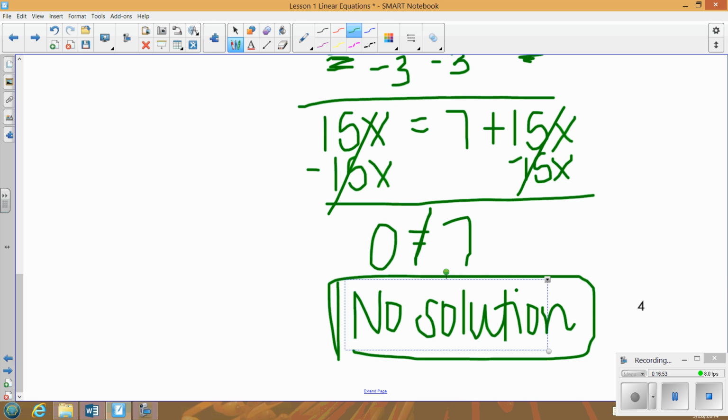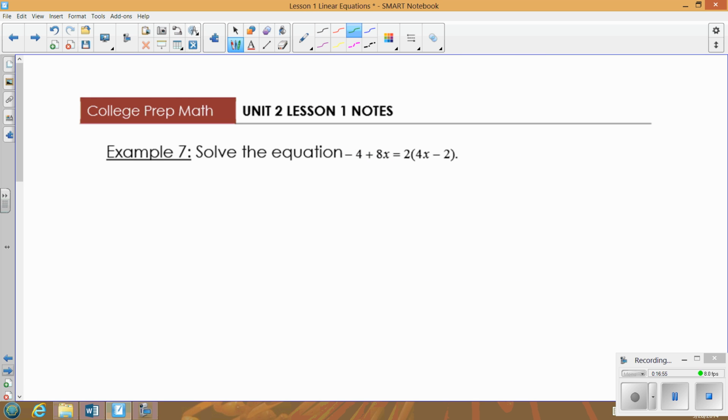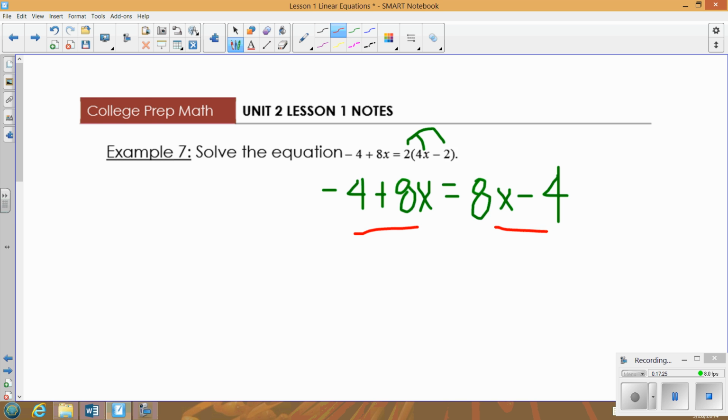And then let's look at another situation. What happens the opposite? So what happens if you get a situation where instead of no solution, you get a solution where everything's true? So look at this one. If I distribute this 2, I have negative 4 plus 8x equals 8x minus 4. So you might be thinking already, I have negative 4 plus 8x and then 8x minus 4. This is exactly the same thing on the left as it is on the right. Those are the exact same expressions.